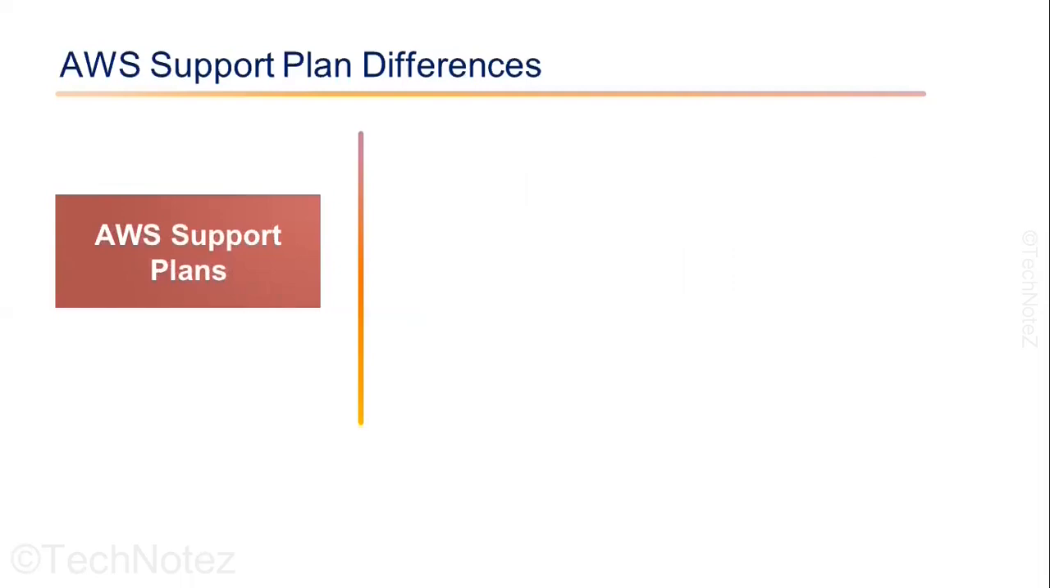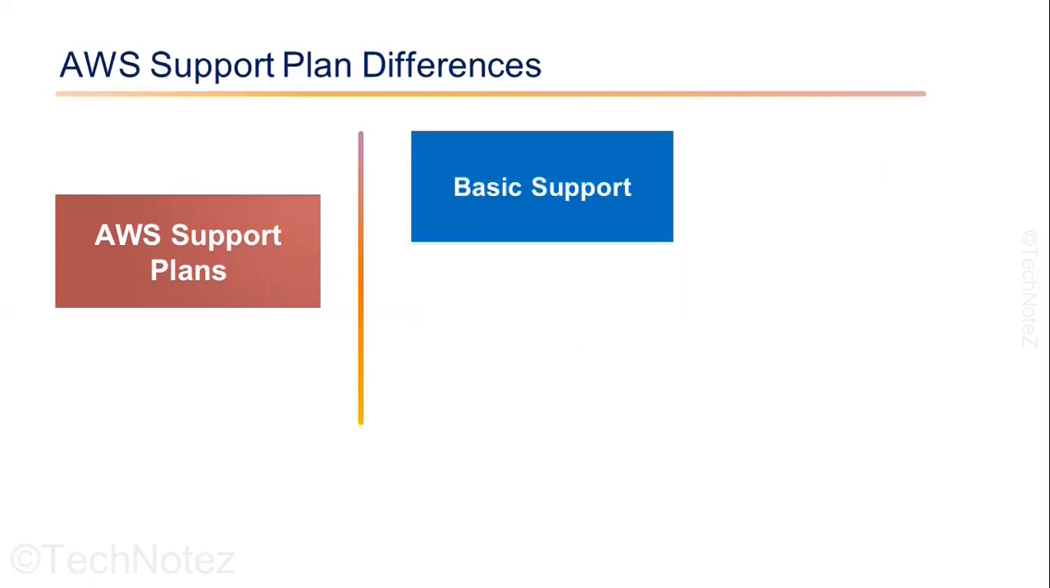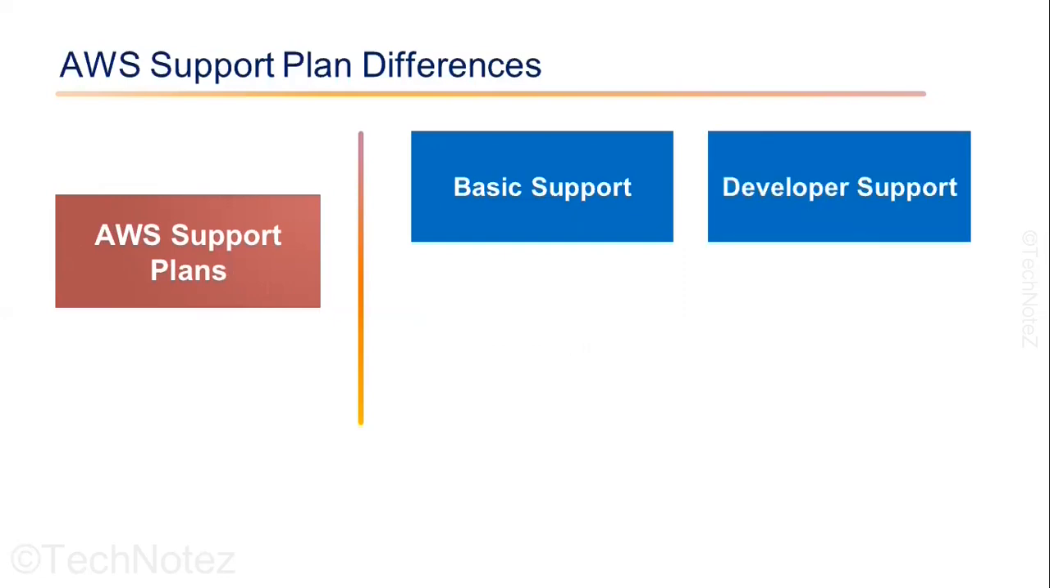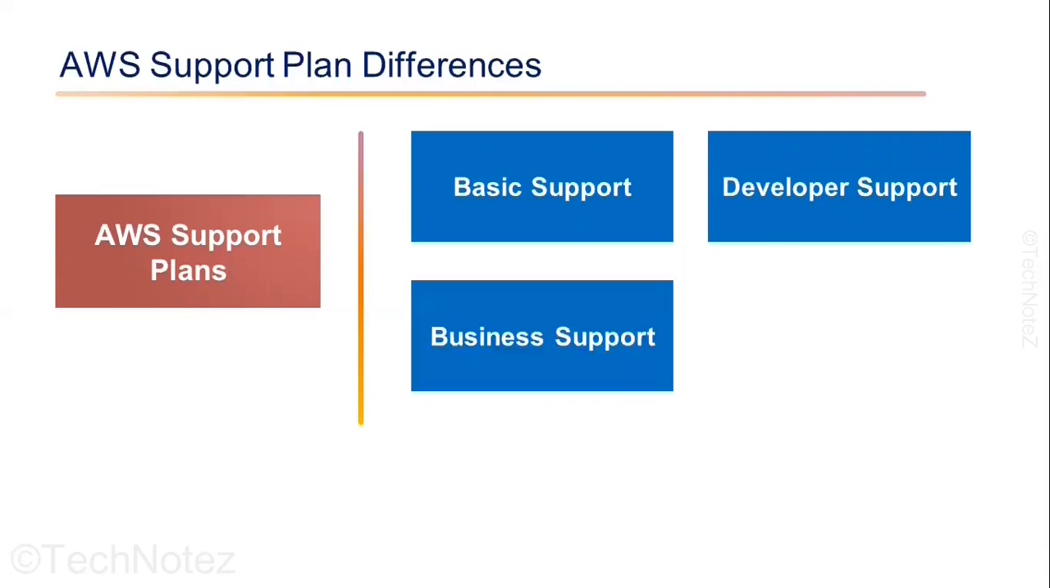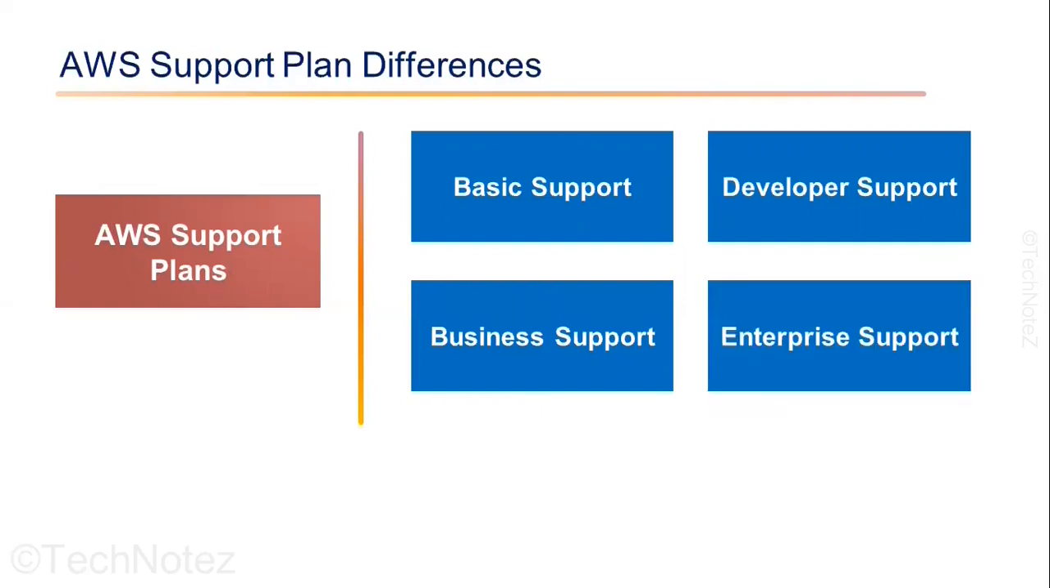Next, let's talk about the different support plans available to support the AWS infrastructure. There are different AWS support plan tiers available. Basic support provides access to AWS Trusted Advisor and AWS documentation. Developer support provides 24/7 access to AWS support and access to AWS Trusted Advisor. Business support provides 24/7 access to AWS support, AWS Trusted Advisor, and account management features. Enterprise support provides 24/7 access to AWS support, AWS Trusted Advisor, account management features, and a technical account manager.